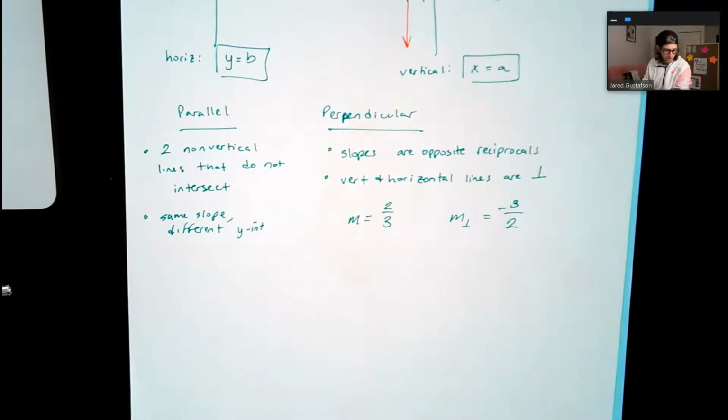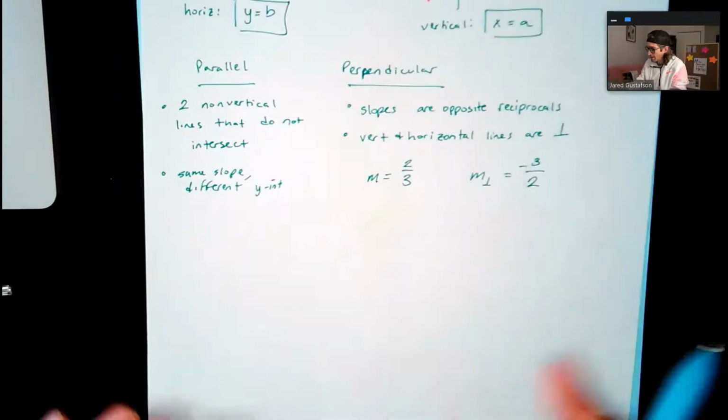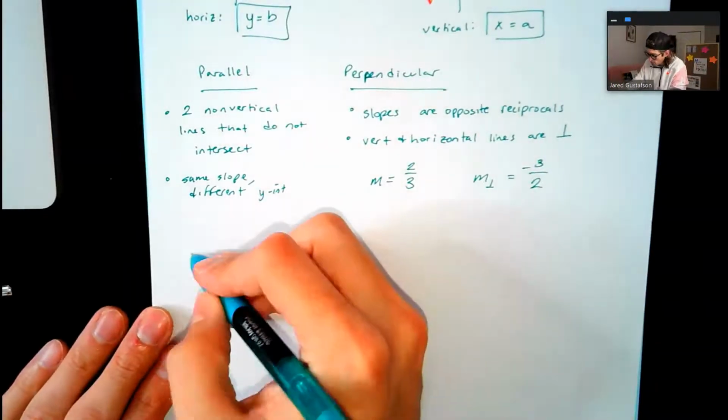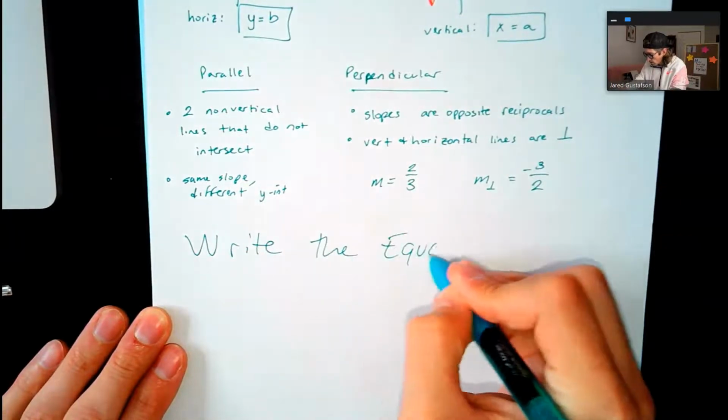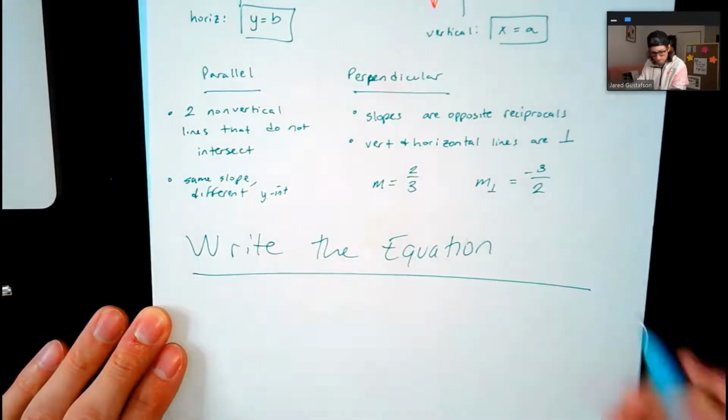Maybe I'll save some for class. Maybe I'll get through all of them. I haven't quite decided. So, some problems. Write the equation. We'll start with the easy ones.